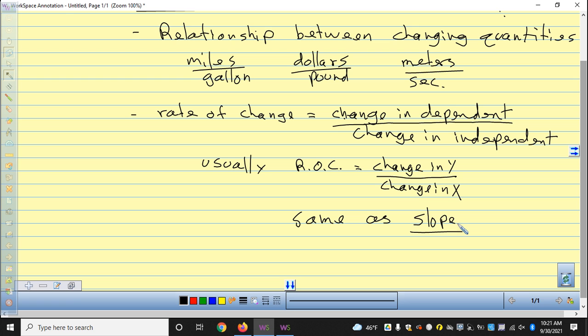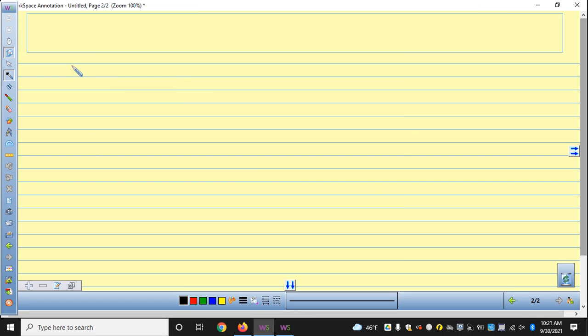So what we're really going to talk about today is different ways that we go about figuring out what the rate of change is. So we good so far? Just the idea of rate of change. Y over the x basically is what it is. All right, let's talk about how we use a table.